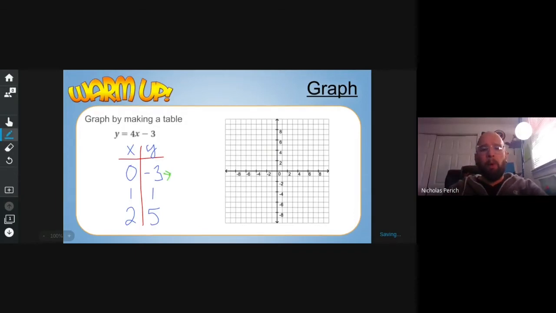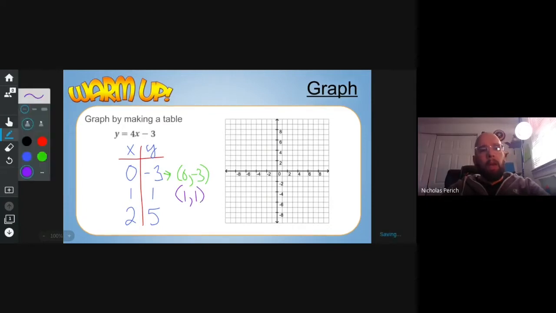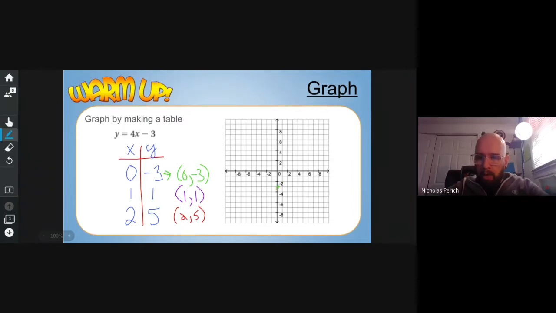One of my points is 0, -3. Another point that I have is 1, 1. And another point that I have is 2, 5. So let's graph those. 0, -3 means I start at 0 and I don't move and I go down 1, 2, 3. So let's put a dot there.